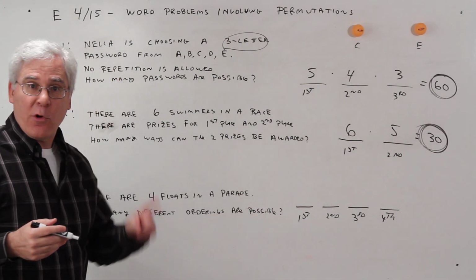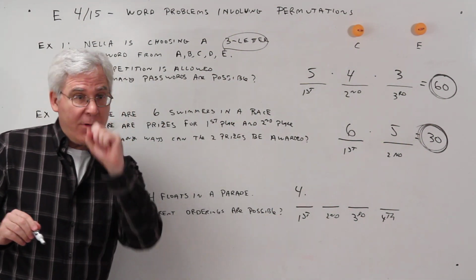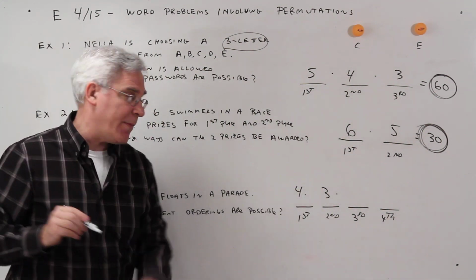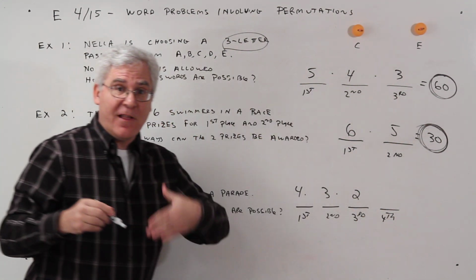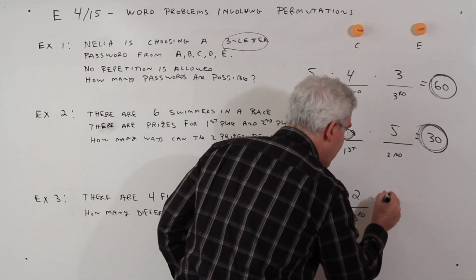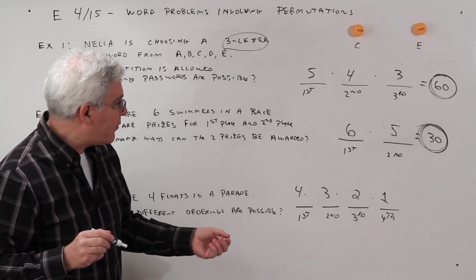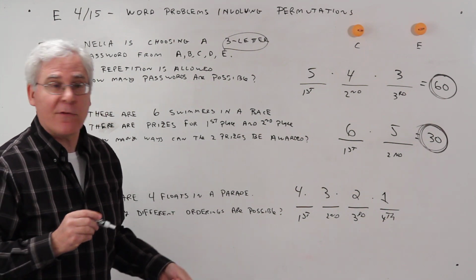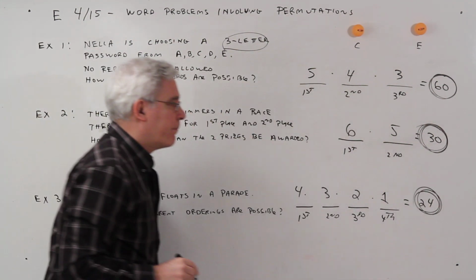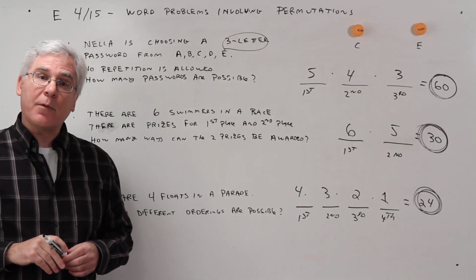How many ways can a float be first? There's 4. Once I put a float there, there's 3 remaining. 3. Once I put a float there and there, there's 2 remaining. 2. And once I fill the first 3 floats, there's only 1 float remaining. He's stuck at the last. So I could have just done 4 factorial, 4 times 3 times 2 times 1, and I believe that's 24. So there you have it, word problems involving permutations.